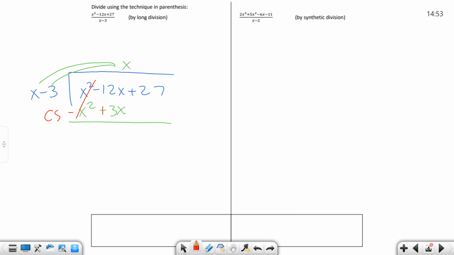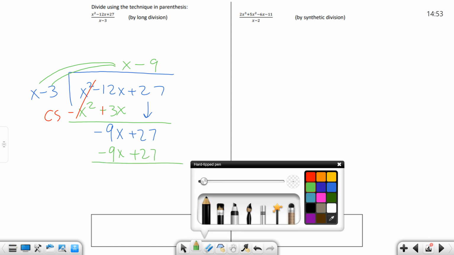So then negative 12 plus 3, right? Different signs. What is 12 minus 3? 9, and then this x's, right? And it's negative because 12 is bigger. Bring down my plus 27. Then I start the process all over again. I say, what do I multiply by x to get negative 9x? Well, that will be negative 9, right? Negative 9 times x is negative 9x. Negative 9 times negative 3 is positive 27.